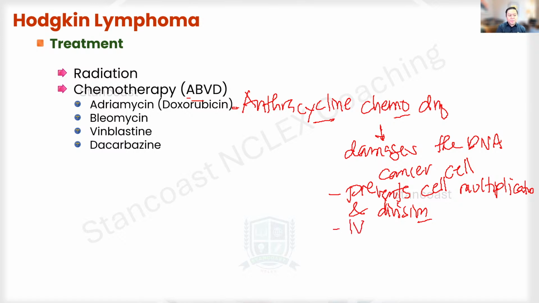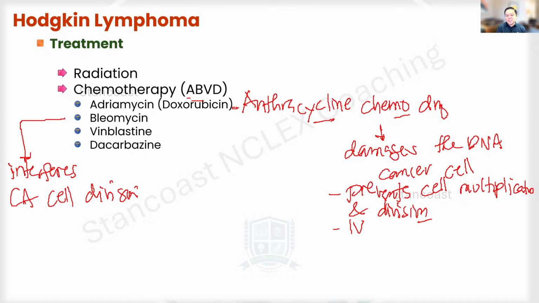Now, we'll talk about the bleomycin. What is this drug? Well, the bleomycin can also interfere with the division process of the cancer cells. Interferes with cancer cell division. And of course, it can damage the DNA as well. And it is going to be given as an IV drug as well.